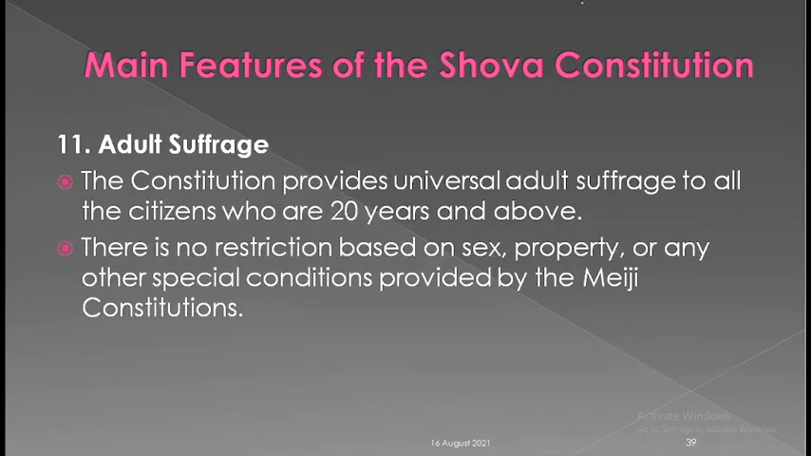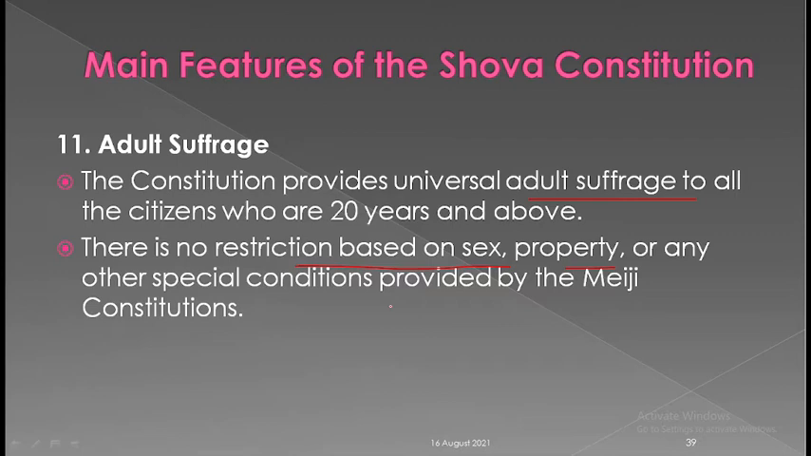Adult suffrage. The Constitution provides universal adult suffrage to all the citizens who are 20 years and above. There is no restriction based on sex, property, or any other special conditions provided by the Meiji Constitution. Now, under the Meiji Constitution, a voter should be minimum 25 years. He should be a male. No woman is allowed to vote. And plus, he should be paying regular direct taxes of at least 15 yen in the past 10 years.